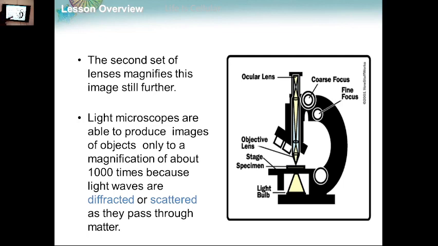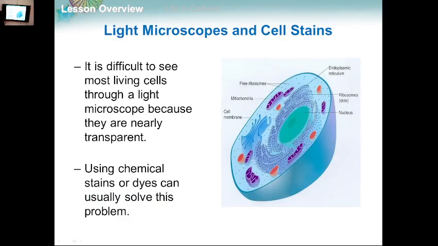Okay, so we have here the objective lens. The objective lens magnification starts from 4 to 100, and we have the ocular lens, which has a definite number, which is 10 magnification. So we will multiply the objective lens magnification by the ocular lens magnification to find the total magnification. Okay? It's difficult to see most living cells through a light microscope because they are transparent, and we need to use specific materials called cell stains, chemical stains or dyes, to see the cells under the light microscope.